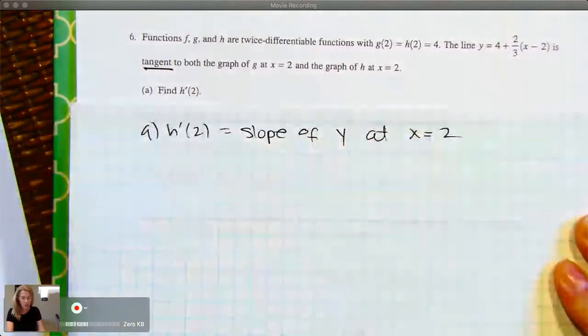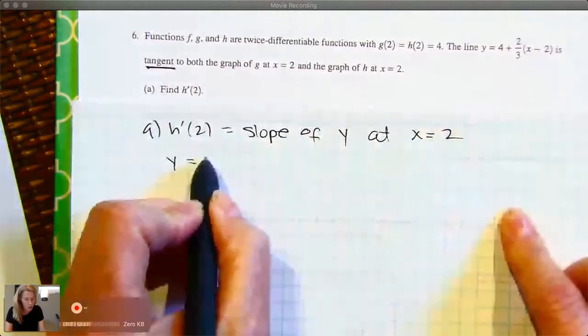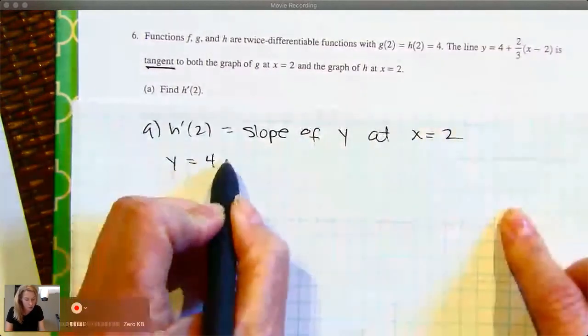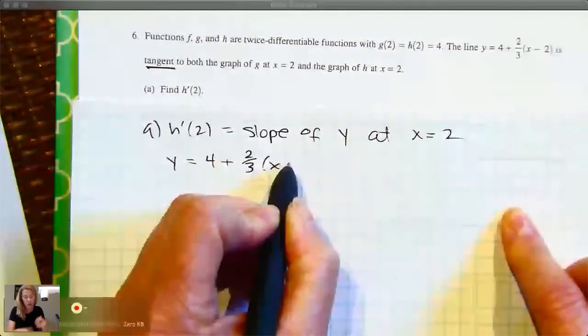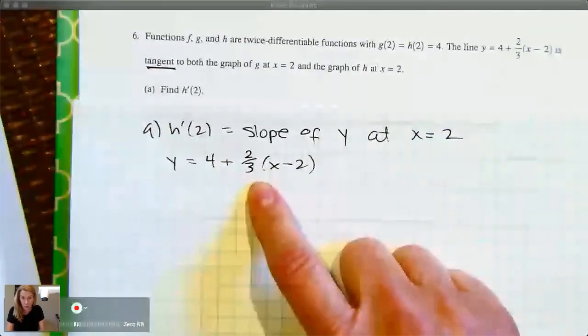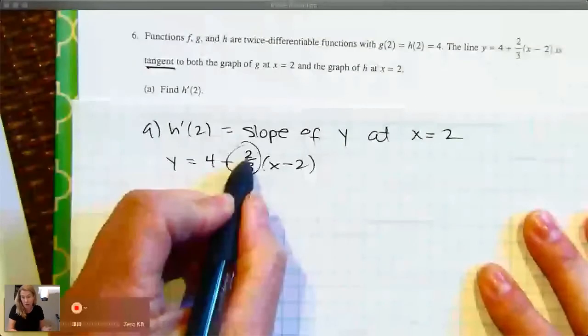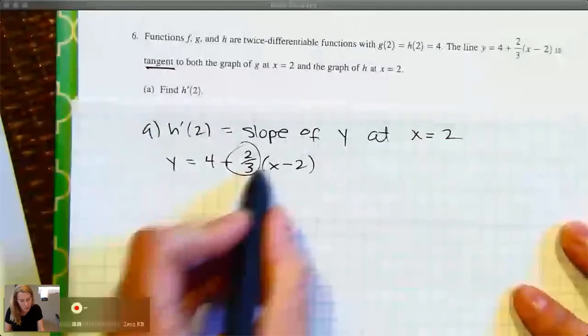So we can just take that graph, y equals 4 plus 2/3 times (x minus 2). If you know anything about equations of a line, that's the slope right there, 2/3. But you also could take its derivative and find that the slope of y is 2/3. So I know h prime of 2 is 2/3.